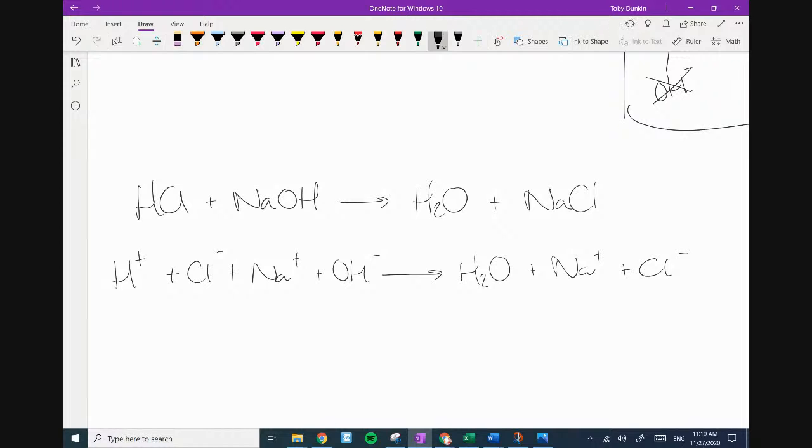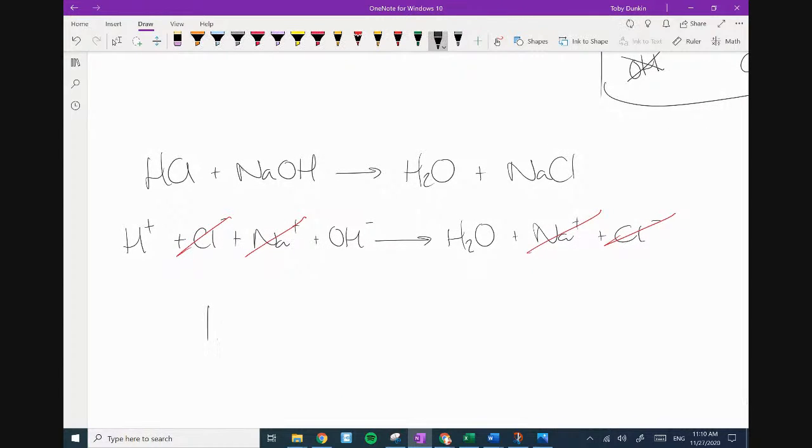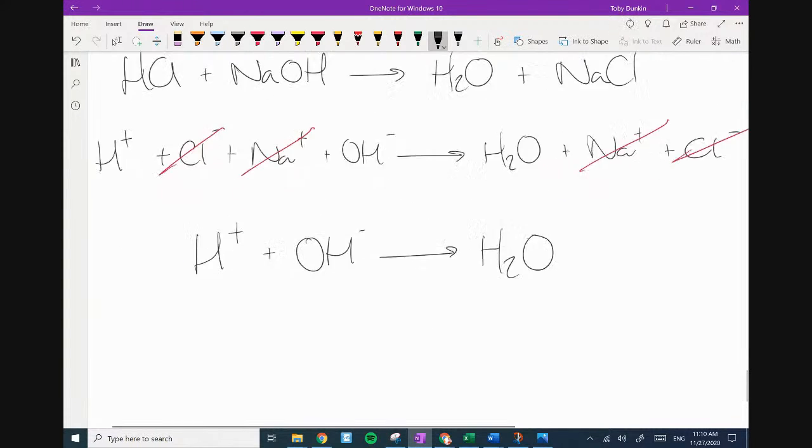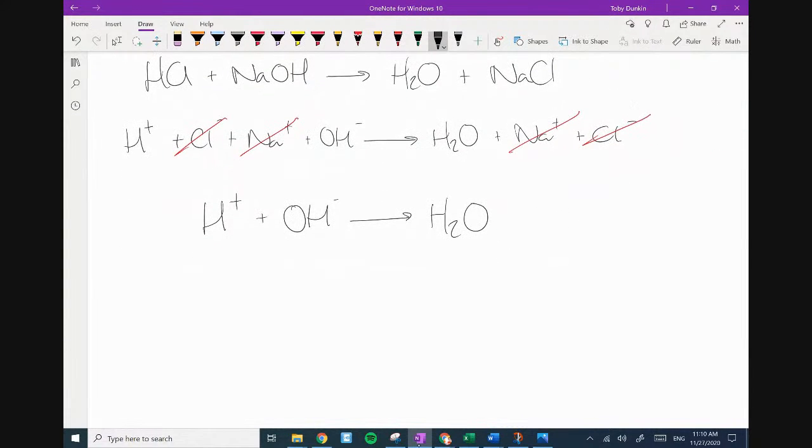And what you realize is that this Na+ has appeared on both sides of the equation, so it disappears, and the Cl- will disappear as well. The overall ionic equation is H+ + OH- goes to water. Yeah, this is the ionic equation for neutralization. Ionic equation for neutralization.